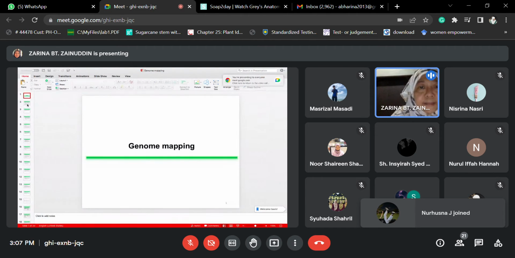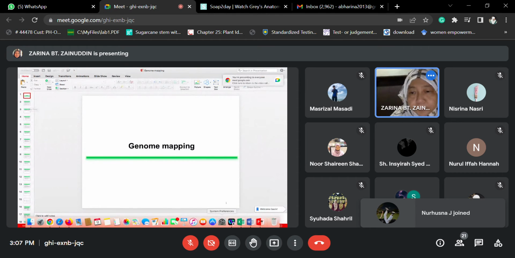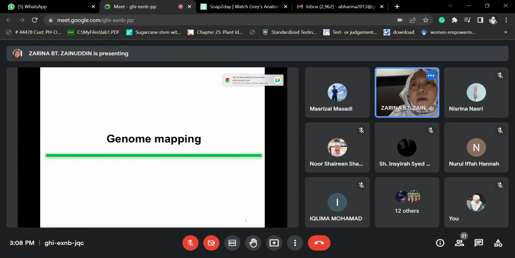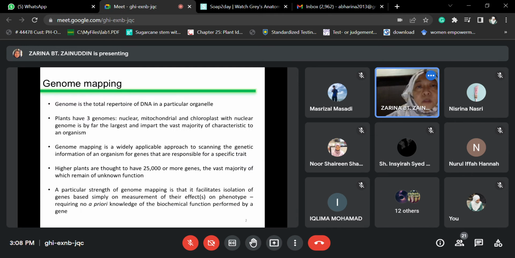Okay, can you see my slide? Yes. Okay. All right. So what I'm going to talk this afternoon is on genome mapping. When you know map, you know map, like we want to map. So you want to map the genome. Like I said earlier, genome is representative of the total repertoire of DNA in a particular organelle.